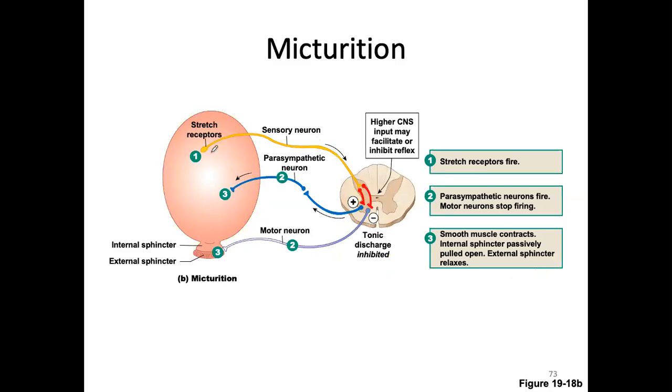When the bladder gets super full, the stretch receptors in the bladder lining send a signal to the parasympathetic nerve to constrict the smooth muscle of the bladder and shut off this motor nerve so that this external sphincter relaxes. And so once your bladder gets too full, it causes contraction of the smooth muscle and relaxation of that sphincter.